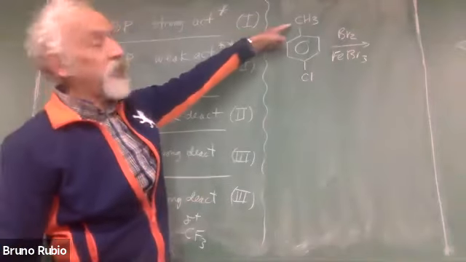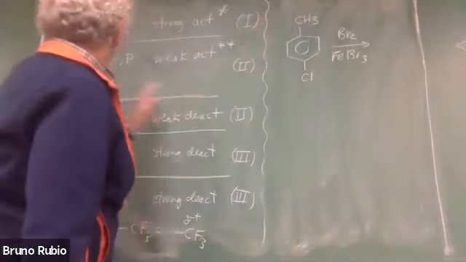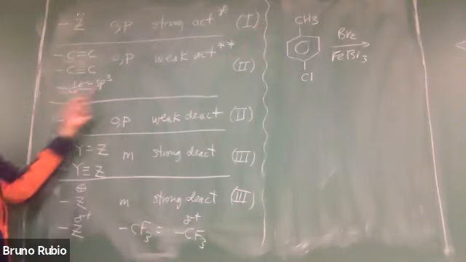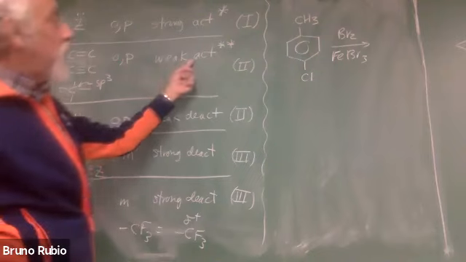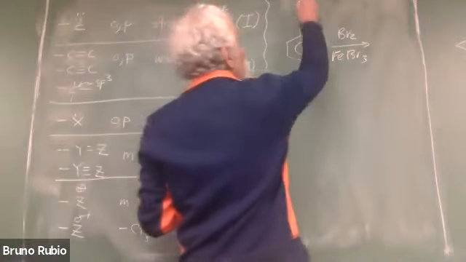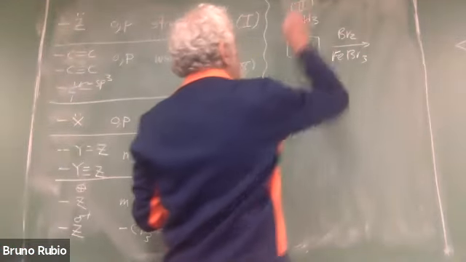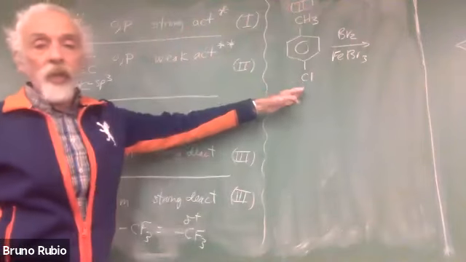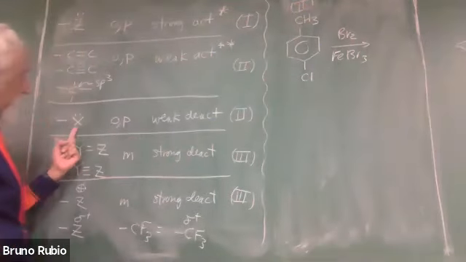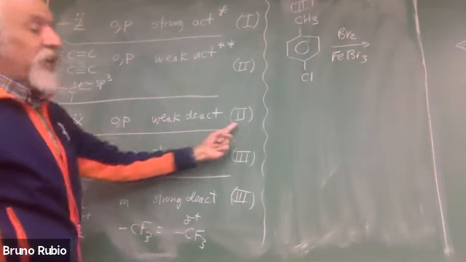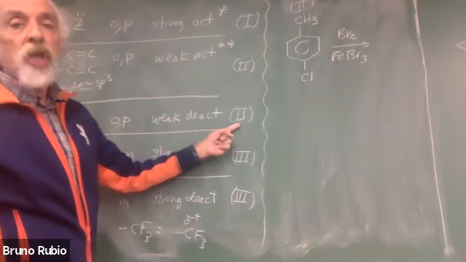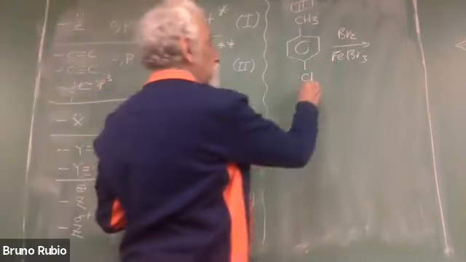So what reactivity class is methyl? That carbon is sp3 hybridized. It's an ortho-para-directing weak activator, Class 2. What about Cl? What group does it belong to? Well, that's this guy. He's an ortho-para-directing weak deactivator. Uh-oh, here's the crisis. Also Class 2.